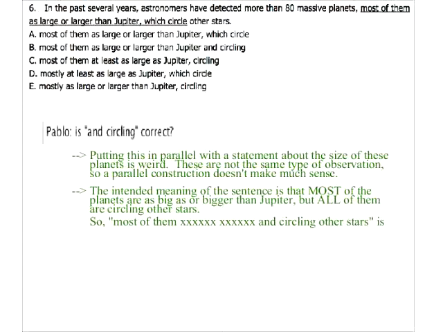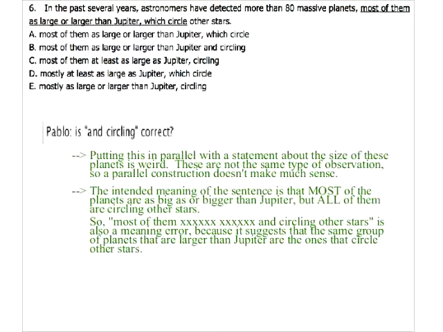Because it suggests that the same group, like a subgroup of planets that are larger than Jupiter, are the ones that circle other stars. So, I mean, that's not the right meaning. The meaning of the sentence is they found, I mean, planets have to circle some star, otherwise they're not planets. So the meaning of the sentence is that they found a bunch of planets that all circle other stars. And most of those are Jupiter size or bigger. So you need to state those things separately because they're not qualifying the same group of stars.